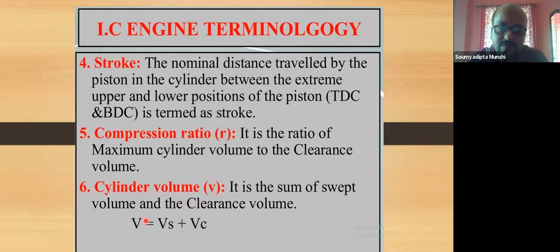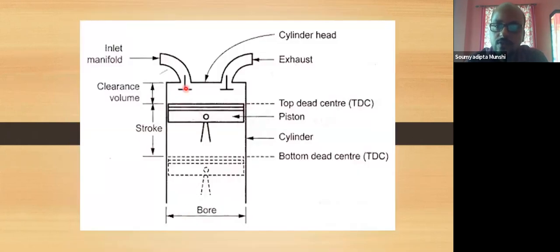So V is equal to the swept volume plus the clearance volume. We know the clearance volume, but how can we get the swept volume? When the engine is running, the piston is moving. At that time we have to check how much it can go above the top dead center, and how much it can go down below the bottom dead center. If we add these two, then we can get the swept volume, and if we add the clearance volume to the swept volume, then we can get the cylinder volume.